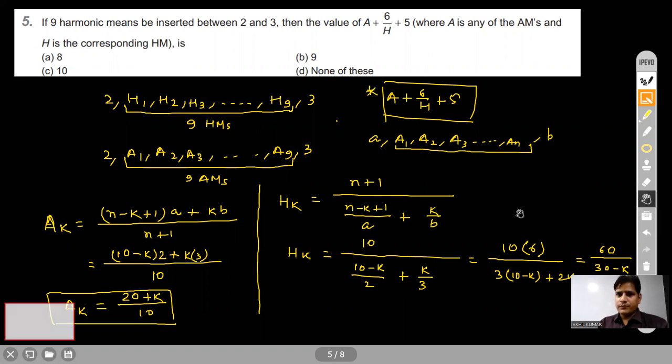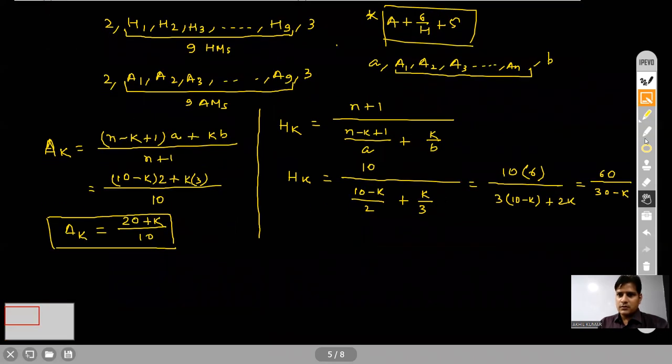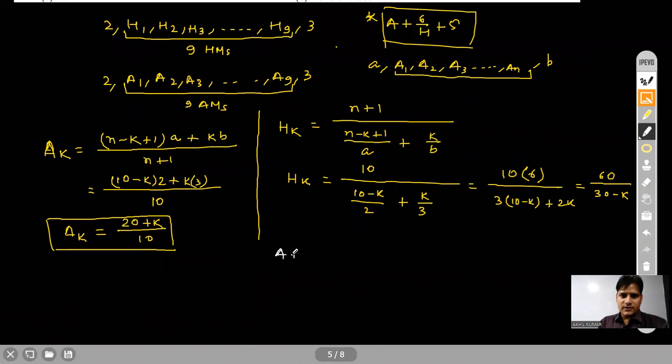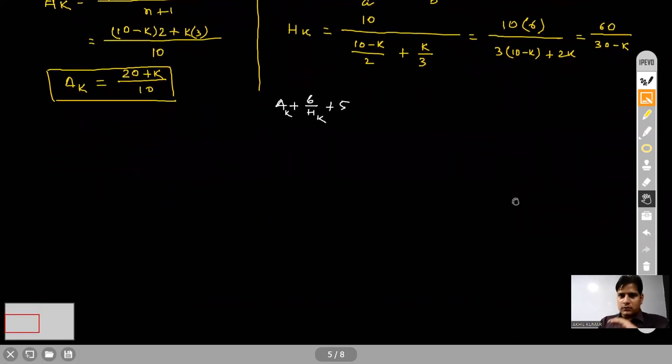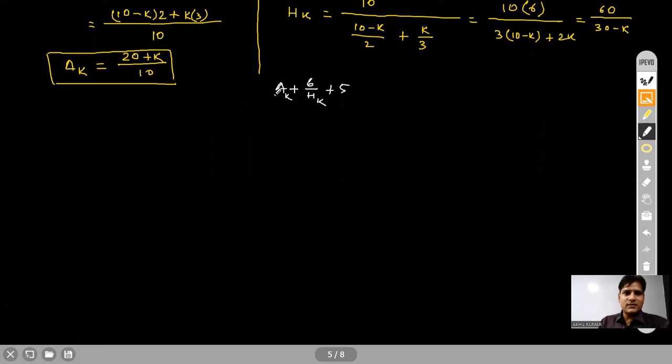Okay, now we will go to this expression. What is asked in the question? A plus 6 upon H plus 5. So let us consider the kth arithmetic mean and the kth harmonic mean, right? So we have to find the value of this. Now, what is the kth arithmetic mean? It is equal to 20 plus k upon 10. And this will be 6 upon, what is the kth harmonic mean? The kth harmonic mean is 60 upon 30 minus k.